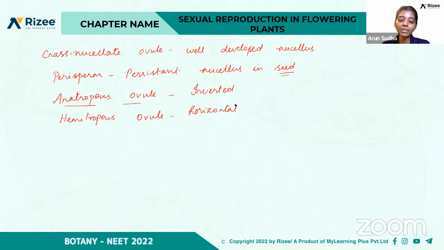Then when hilum, chalaza, and micropyle lie in one straight line, then that ovule is called amphitropous, orthotropous, campylotropous, or anatropous. When they all are lying in a straight line, option B is orthotropous ovule. All hilum, chalaza, and micropyle are in the straight line. It is orthotropous ovule.